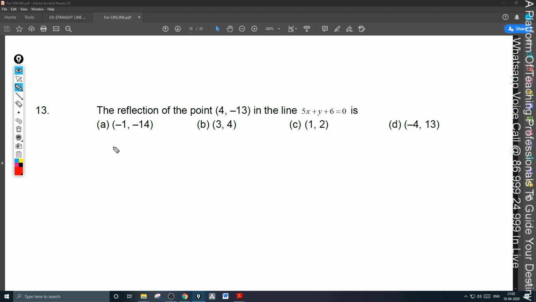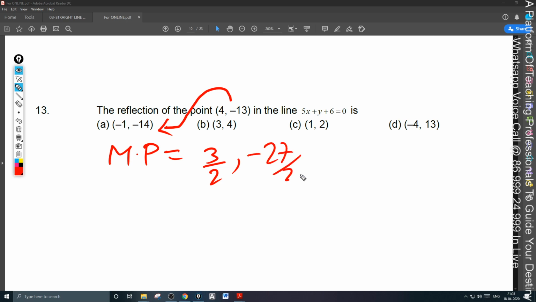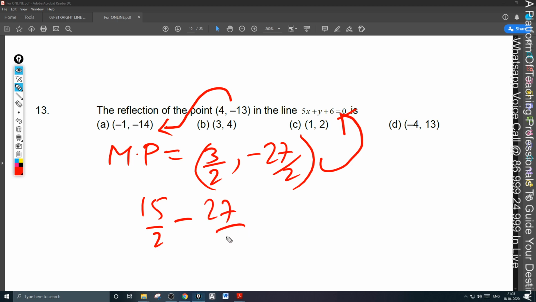Take the midpoint of these two. Midpoint of this and the option. What is the midpoint? (4 minus 1)/2 = 3/2, (-13 minus 14)/2 = -27/2. You must get this one satisfied now. If it is an image, then it is 5 into 3/2, 15/2, minus 27/2, plus 6. It is (15 minus 27 minus 12)/2 minus 6 plus 6, which is 0.